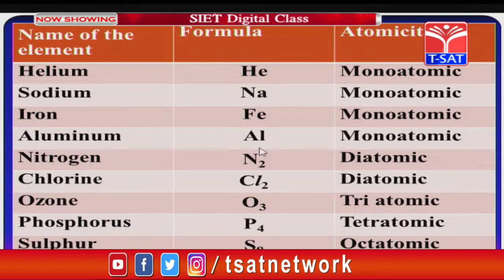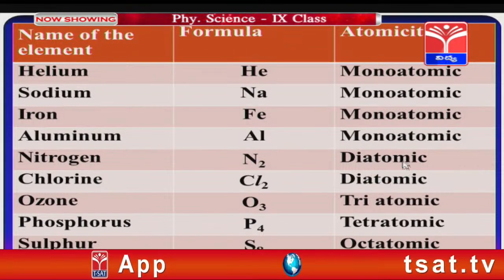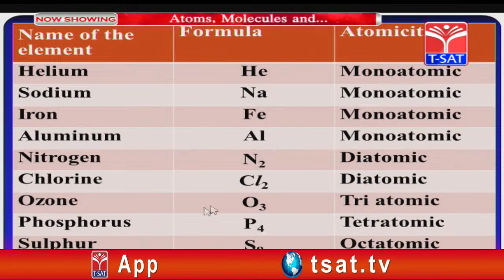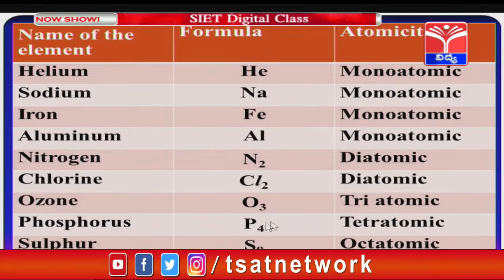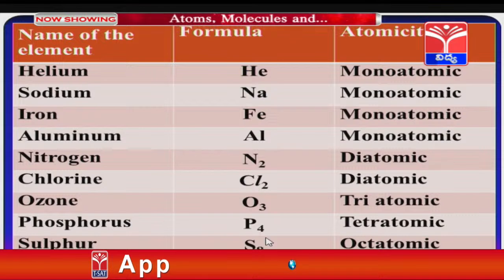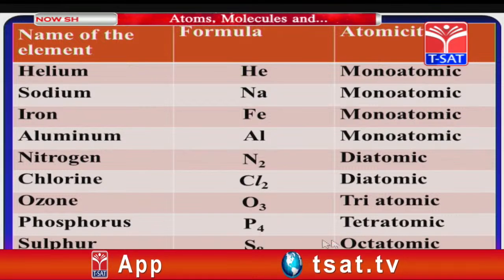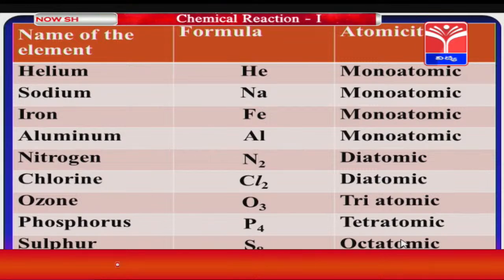N2, nitrogen. So, here the nitrogen molecule is made up of 2 atoms, so we call it diatomic. Ozone, if you see, the chemical formula of ozone is O3. Here it is triatomic. Phosphorus P4, tetraatomic. Sulfur S8, 8 atoms of sulfur combine together to form the element of sulfur, so we call it octaatomic. So, atomicity of sulfur here is 8.